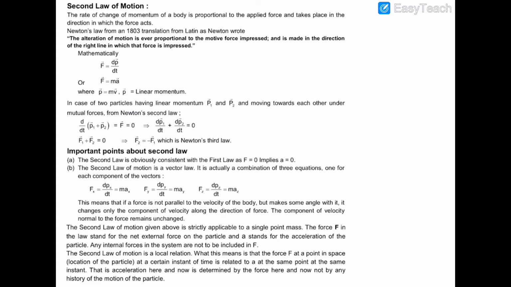Now, the greater the force you apply, the greater will be the rate of change of momentum. So, the rate of change of momentum is directly proportional to the applied force.